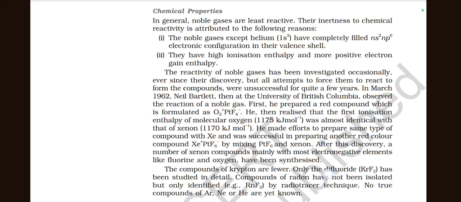After this discovery, a number of xenon compounds, mainly with the most electronegative elements like fluorine and oxygen, have been synthesized. The compounds of krypton are fewer, and only the difluoride has been studied in detail. Compounds of radon have not been isolated but only identified by the radiotracer technique. No true compounds of argon, neon, and helium are known yet.